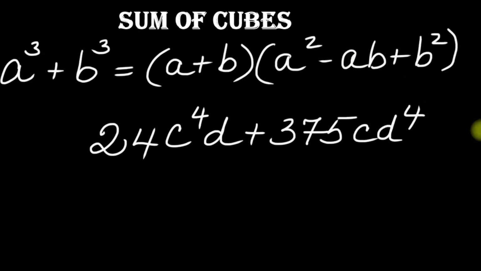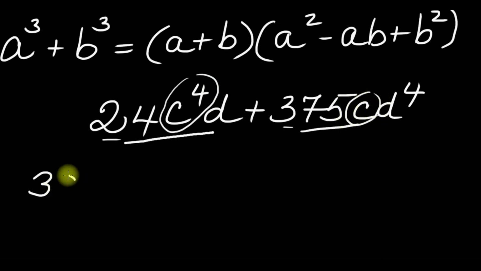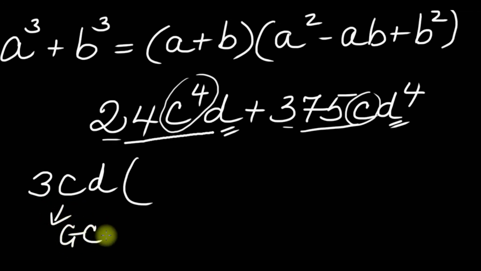Okay, so let's take a look at another one. Looking at this, this is not a perfect cube at the moment. This is also not a perfect cube at the moment. Let's see if there is a greatest common factor between these two terms that we can pull out. So between 24 and 375, we can pull a 3 out. C to the 4 and C, we can pull a C out. And then D to the 4th, we can pull a D out. So 3CD is your greatest common factor.